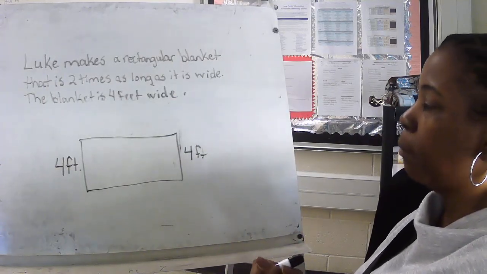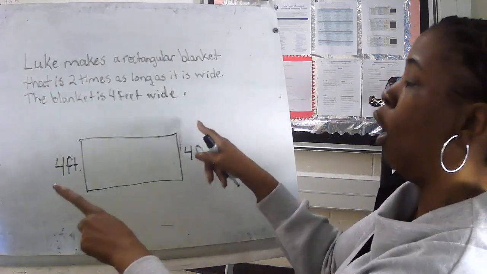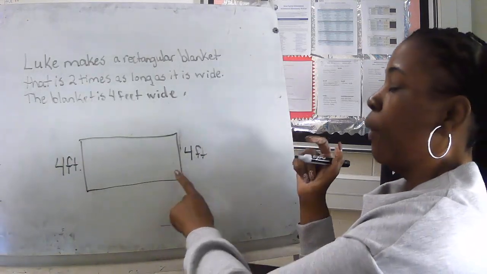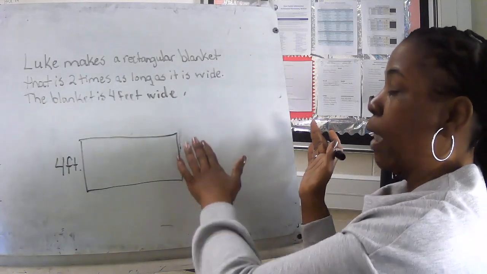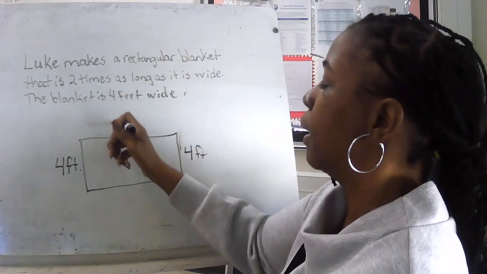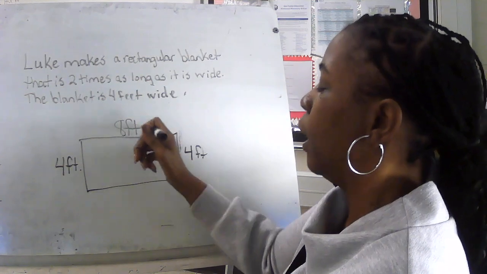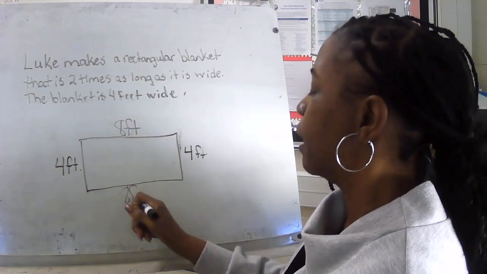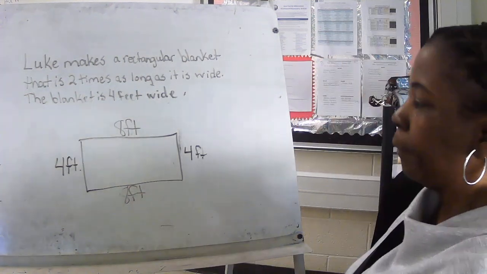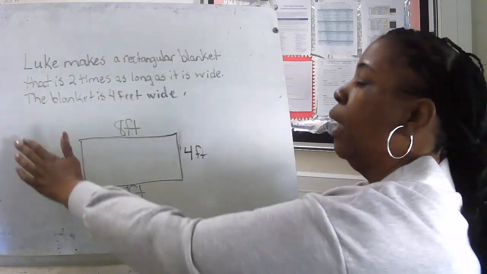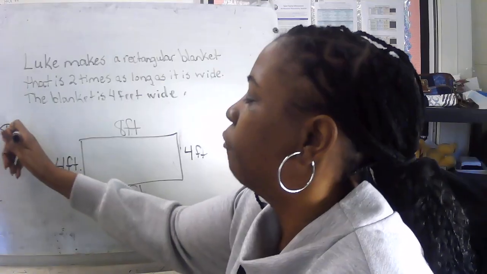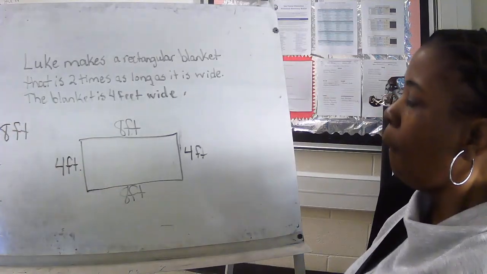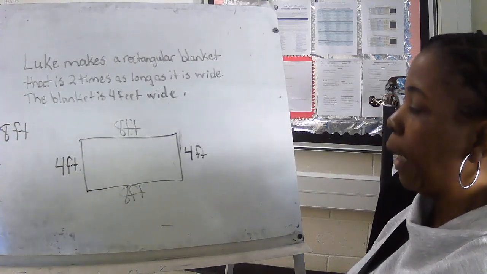Luke makes a rectangular blanket that is 2 times as long as it is wide. So we know it's 4 feet wide. If it's 2 times as long, we're going to do 4 times 2, and that makes it 8 feet long, or the length is 8 feet. Now over here, it says, what is the length? The length of that missing side is 8 feet. Okay? It wants to know the area.